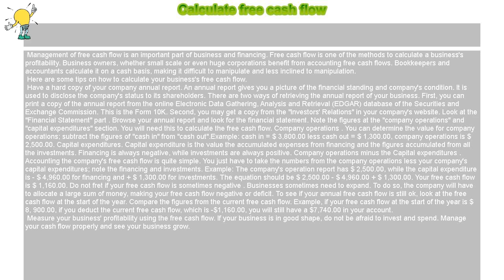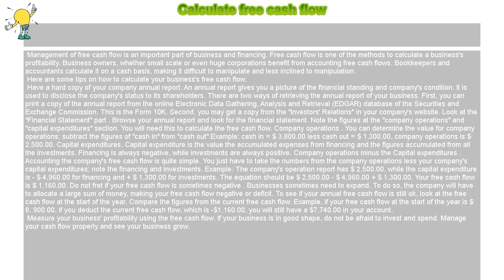Company Operations. You can determine the value for company operations. Subtract the figures of cash in from cash out. Example: cash in equals $3,800 less cash out equals $1,300. Company operations is $2,500.